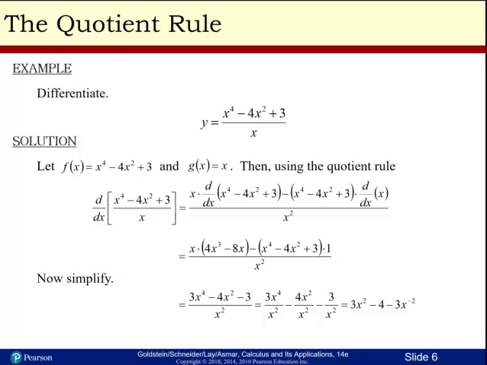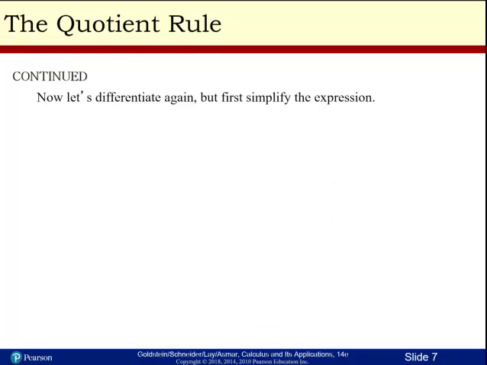And if you simplify this, you end up with 3x squared minus 4 minus 3x to the negative 2. Now, you could have done this a different way. You could have just divided out that x and gotten individual terms. If so, you would have gotten x cubed minus 4x plus 3x to the minus 1.